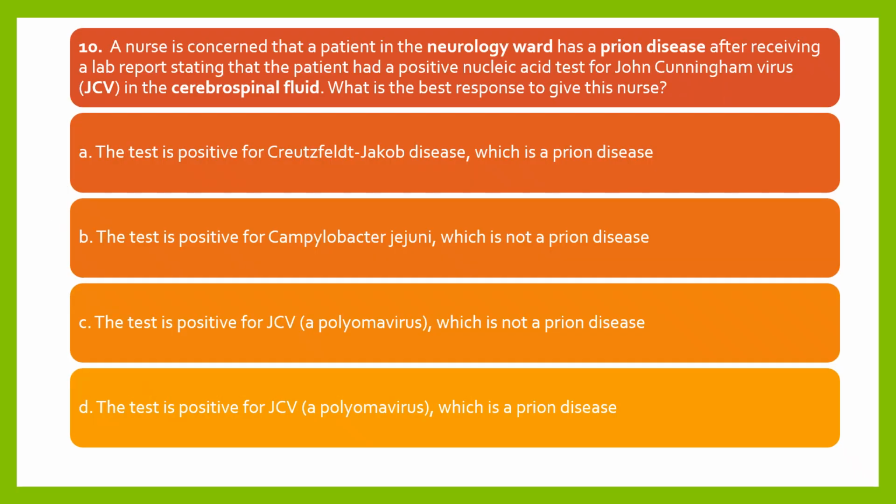Question 10. A nurse is concerned that a patient in the neurology ward has a prion disease after receiving a lab report stating that the patient had a positive nucleic acid test for John Cunningham virus, JCV, in the cerebrospinal fluid. What is the best response to give the nurse? A. The test is positive for CJD, which is a prion disease. B. The test is positive for Campylobacter jejuni, which is not a prion disease. C. The test is positive for JCV, a papillomavirus, which is not a prion disease. Or D. The test is positive for JCV, a papillomavirus, which is a prion disease.